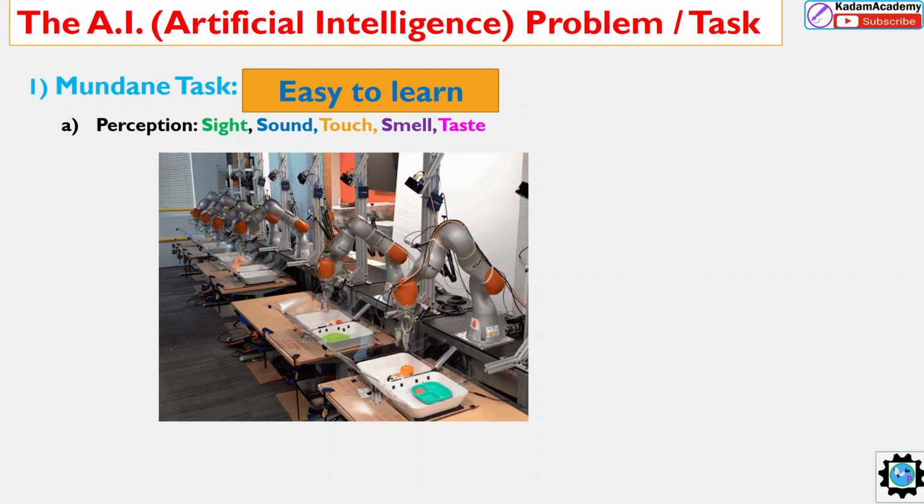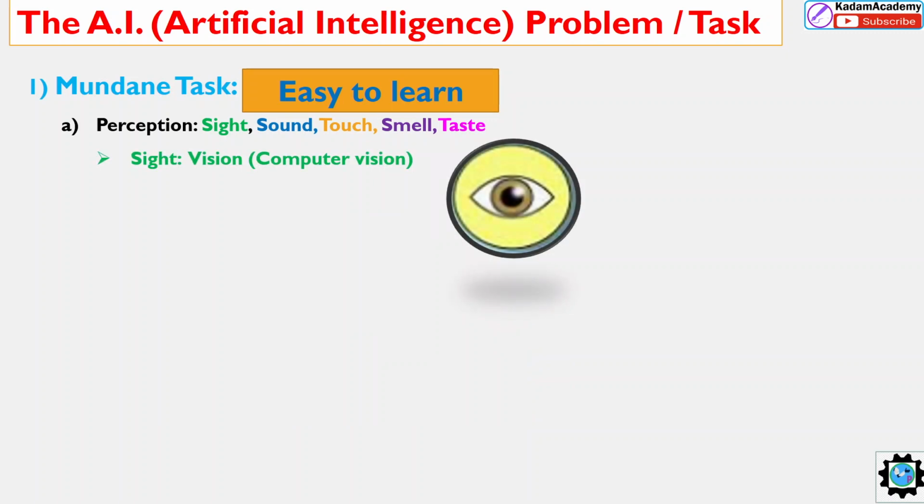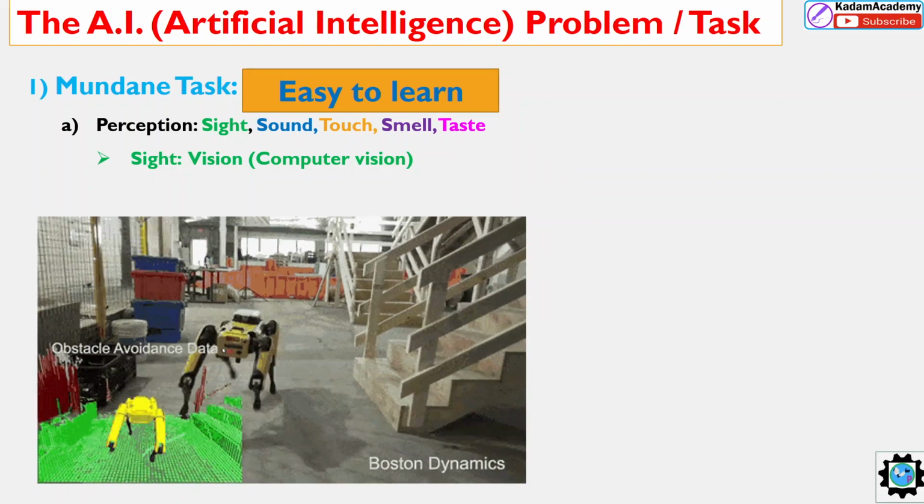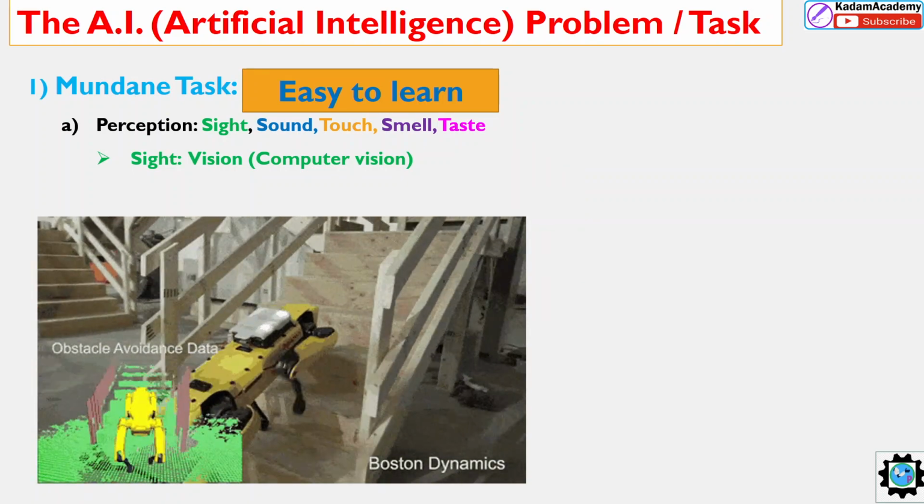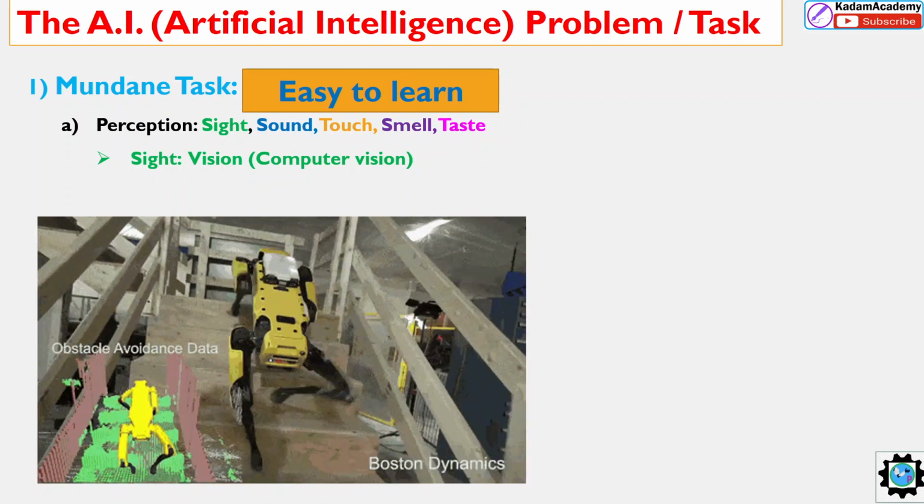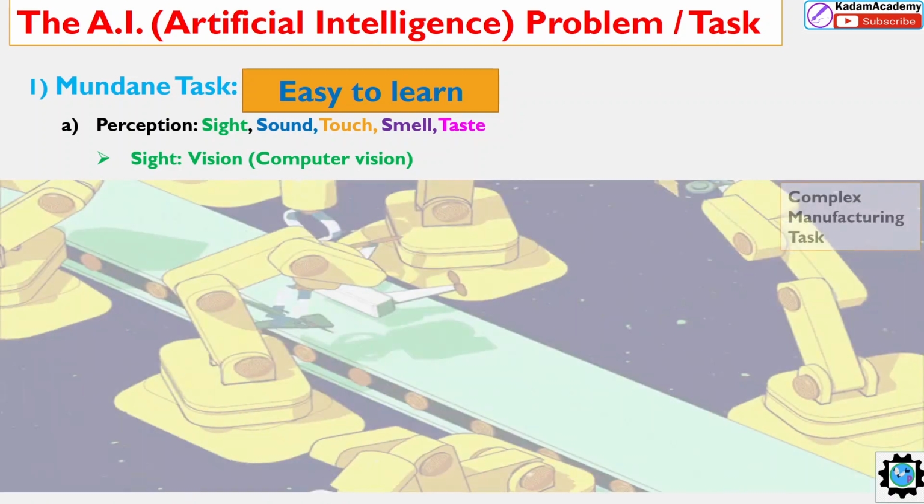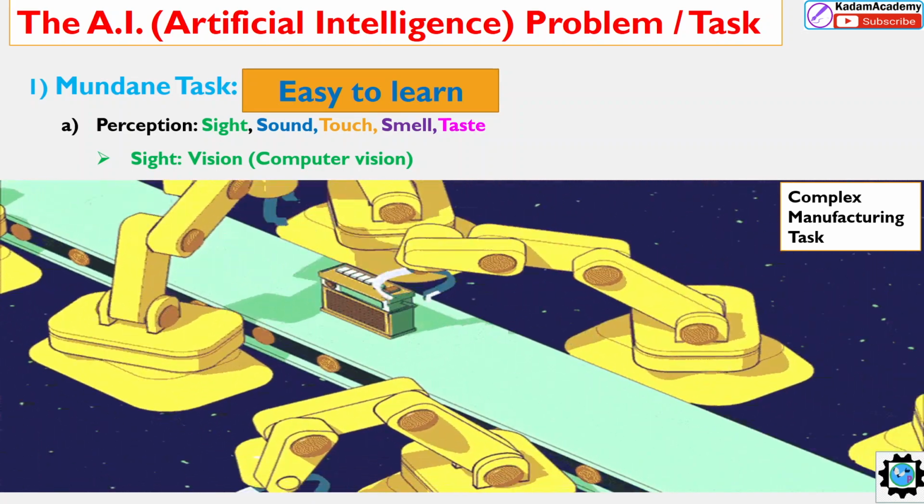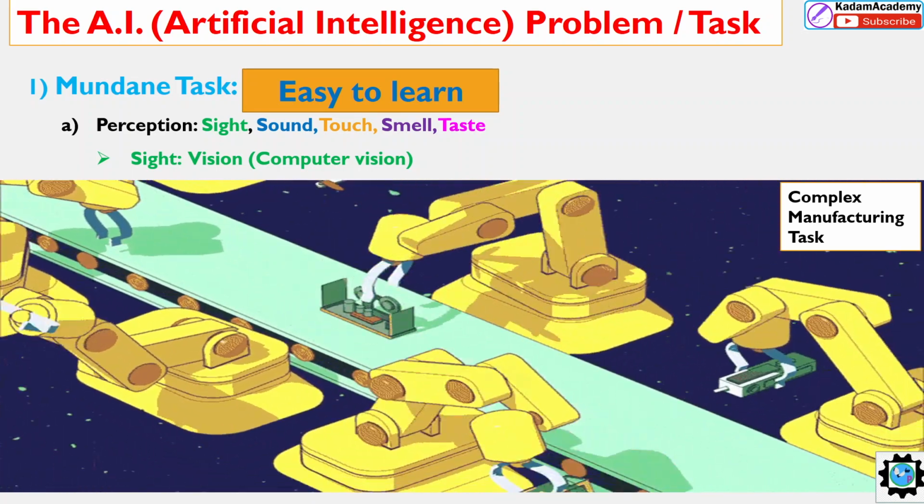Friend, here the vision, that is sight, comes under this. The eye is one of the sensors, so that we can see whatever is open to the camera. Vision opens a new realm of computer applications like mobile robot navigation, where navigation is given by vision, or it may be a complex manufacturing task. What are the manufacturing tasks which are complex?